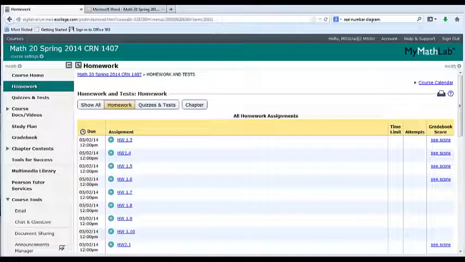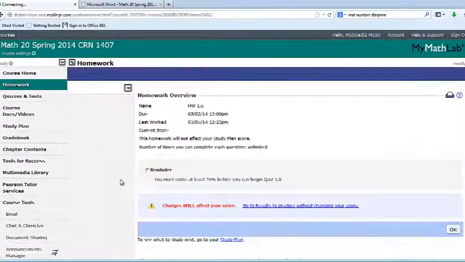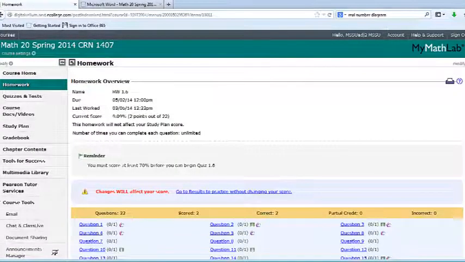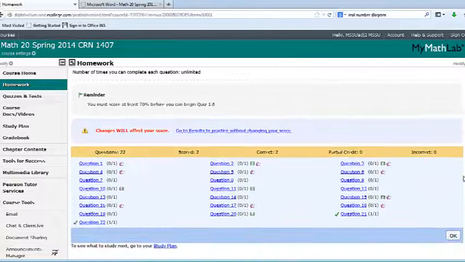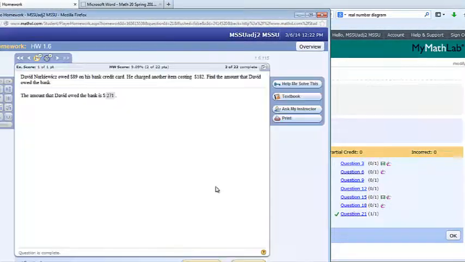Okay, so let's open up our homework for Chapter 1, Section 6. I am going to work the last 2 problems of this homework because they are word problems and I hadn't given you any word problems in your notes. So I'm going to do question 21 and question 22.